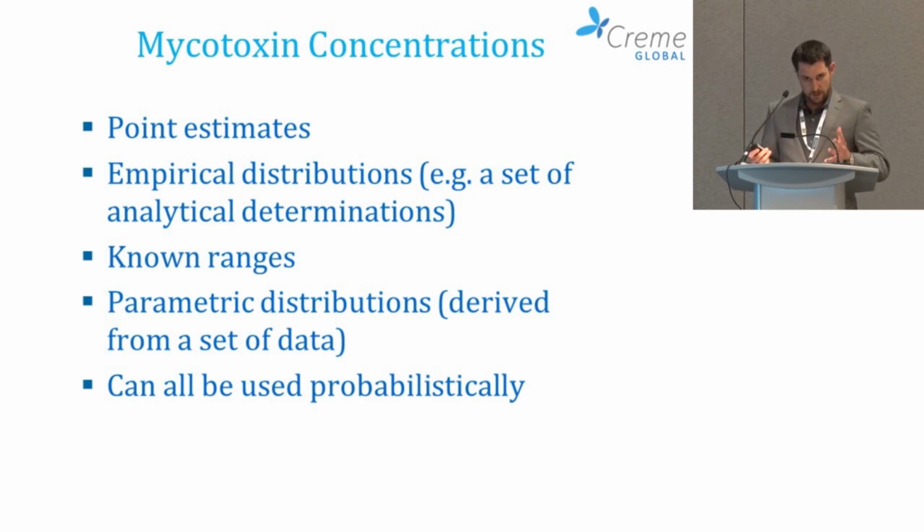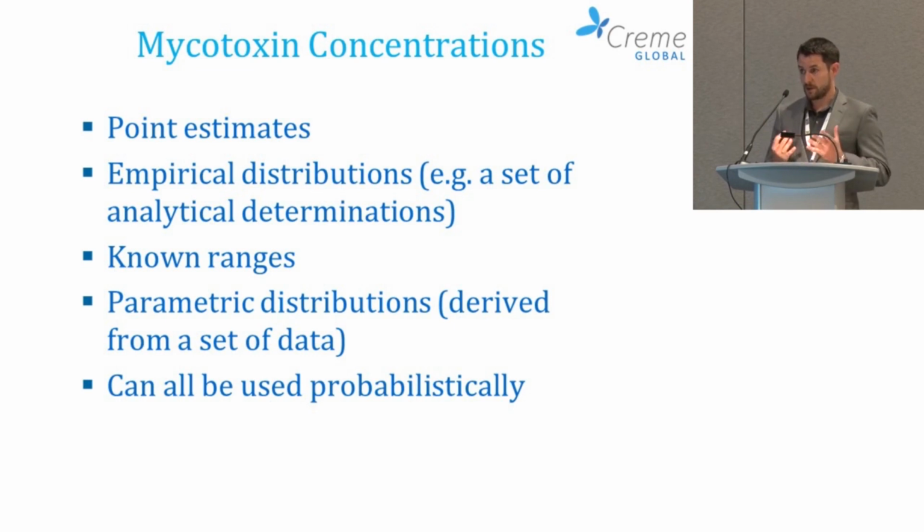Now, this was dealt with in quite a bit of detail in the sampling session already, but the way you describe concentrations for the purposes of an exposure assessment varies. So you can have point estimates, which are often in a kind of worst case assessment assumed to be maximum levels, or you can use empirical distribution, so data from analytical determinations. You can look at known ranges. You can describe them as parametric distributions. So you might know that your concentration distribution follows a log normal distribution with a certain mean and standard deviation.